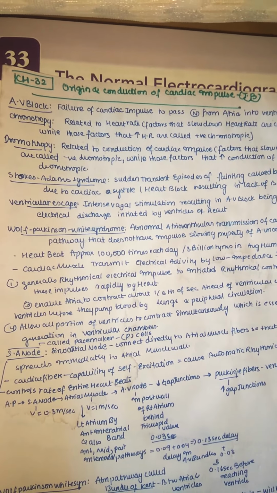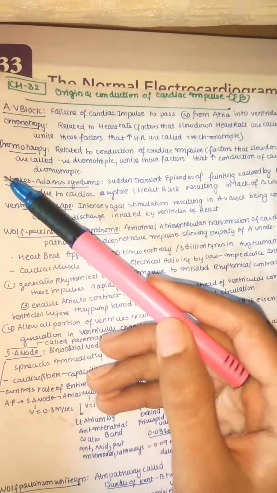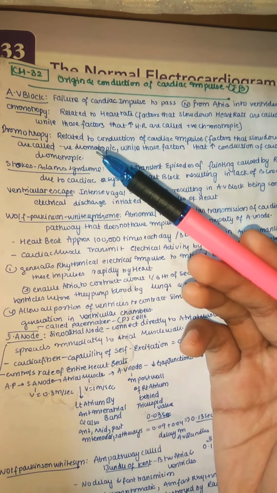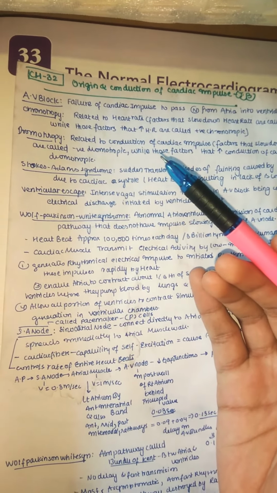So today we are in the 32nd chapter from Guyton. It is the origin and conduction of cardiac impulse. So first we need to understand, as usual, some of the important terms from our textbook, and later we'll get into the concept. So first let us see what is AV block.